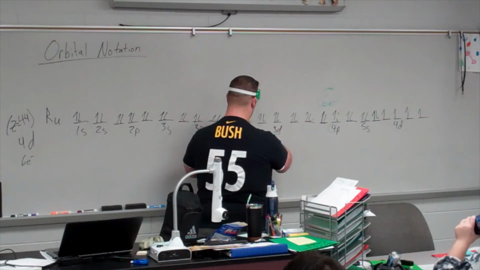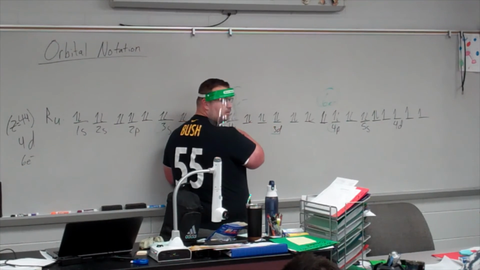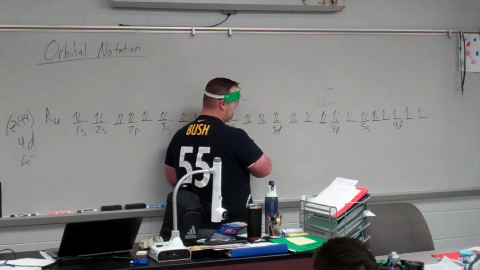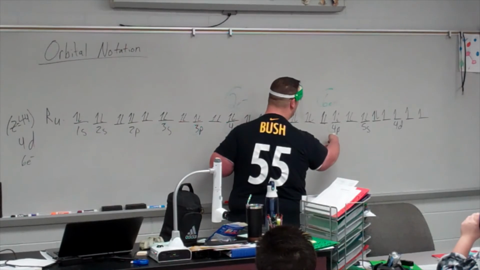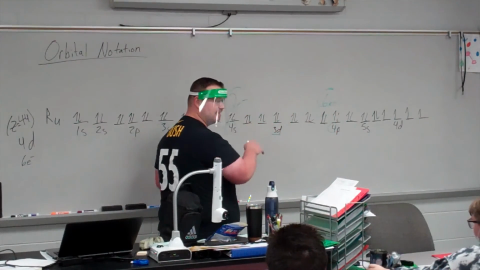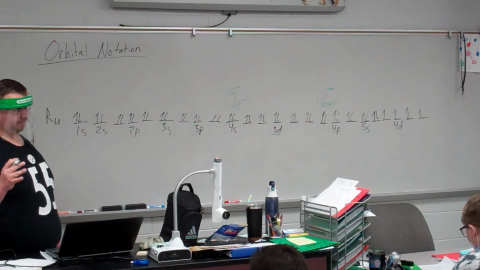4, 3. Which one's the outer shell? 4. 3 went back in, but then 4 comes out. The S and the P, if they're full, they add to 8. That's where our valence electrons are.